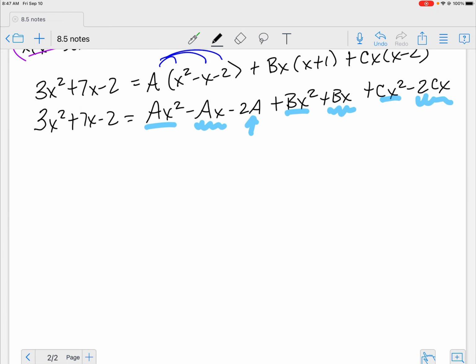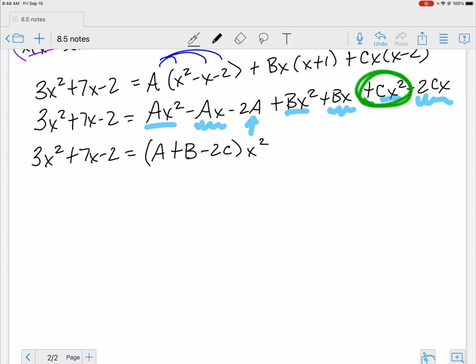Scoot this up. Notice we haven't messed with this 3x squared plus 7x minus 2. It just hangs on. So for the x squared, I have the coefficient of A plus B minus 2C. Do you see that? Oh, it's not. Good job, guys. I was looking over here and my eyes went there, but that's not an x squared. This one is. Good job hollering at me, because I know you were. I appreciate it. I can hear you through the computer.